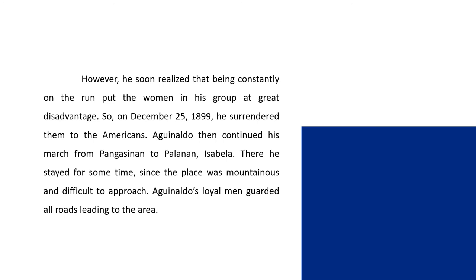However, he soon realized that being constantly on the run put the women in his group at great disadvantage. So, on December 25, 1899, he surrendered them to the Americans. Aguinaldo then continued his march from Pangasinan to Palanan, Isabela. There he stayed for some time since the place was mountainous and difficult to approach. Aguinaldo's loyal men guarded all roads leading to the area.